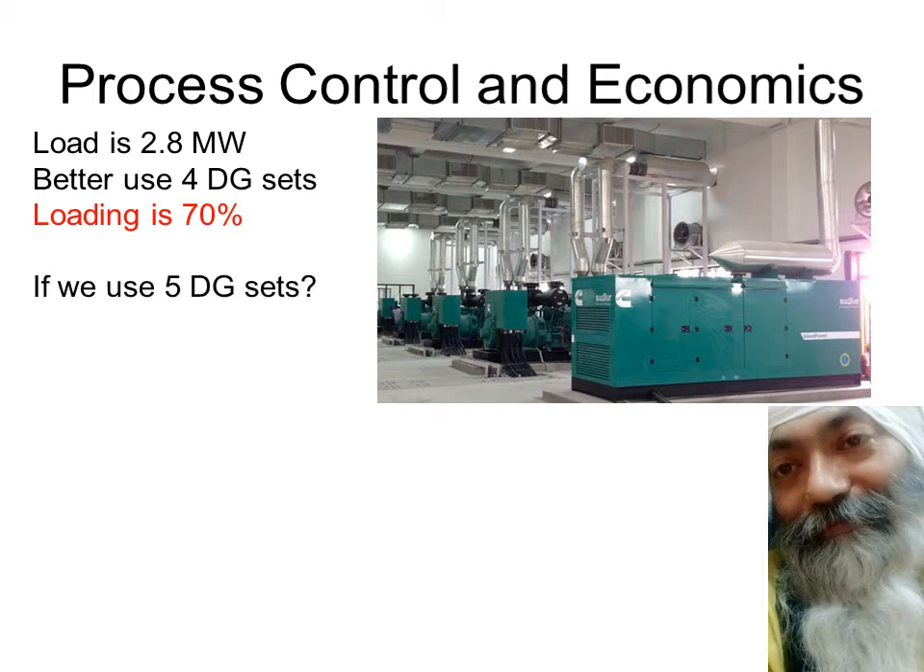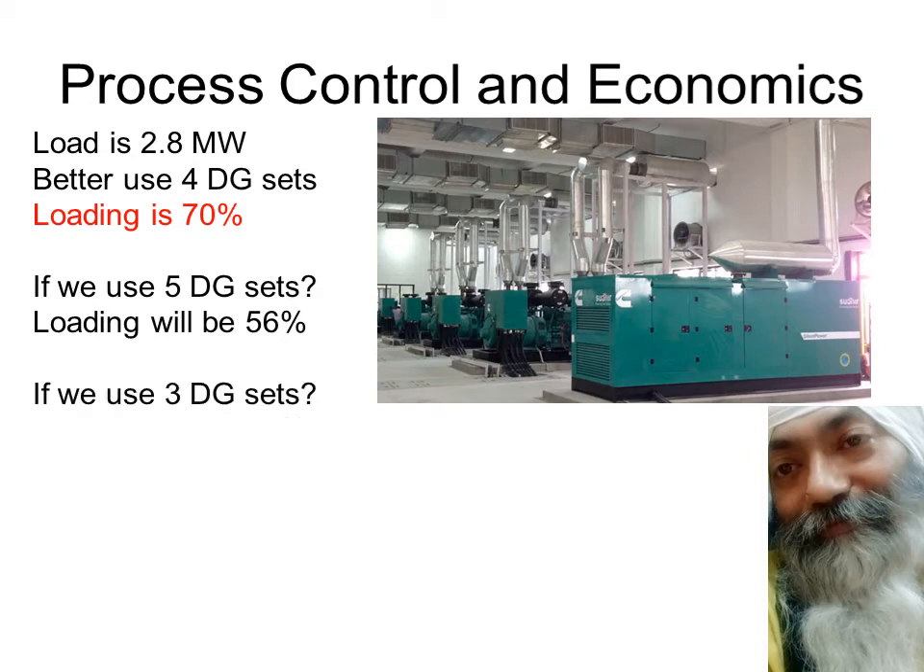What if I operate 5 DG sets? In that case, 2.8 will be divided by 5, and I will get 56% loading, and 56% is lesser than the optimal band, which, if you recall, was 65 to 70%. What if I use 3 DG sets? Again, with 3 DG sets, 2.8 divided by 3, it will be 93% loading. Again, it is not the optimal value.